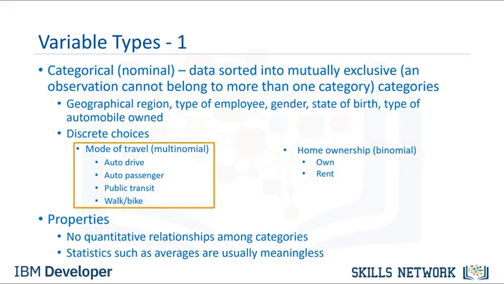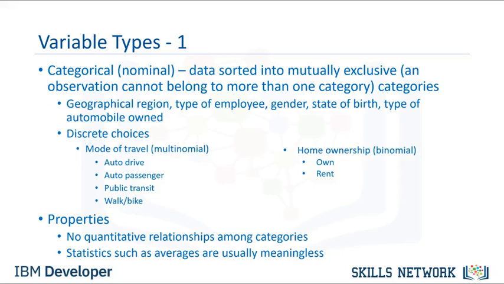Consider travel choices. You can go to work by driving or by someone driving you there, so you're a passenger. You can take public transit or you can walk or bike. So in this particular case, you have four choices, more than two, so we call it multinomial. So both binomial and multinomial variables are part of categorical variables. You cannot have any quantitative relationships among categories, and for these types of variables, averages are usually meaningless. So if you have a mode of travel and you have four categories, an average category would mean absolutely nothing of use.